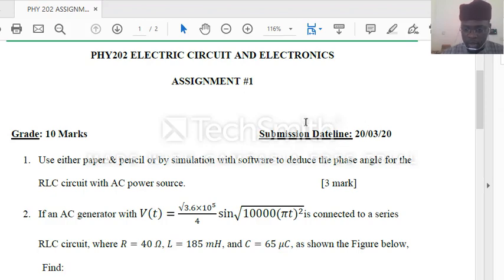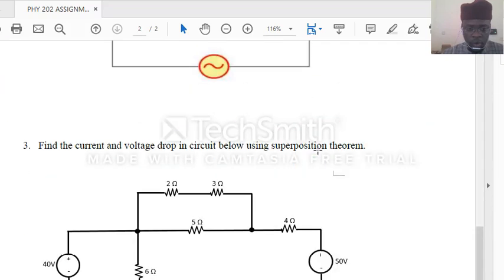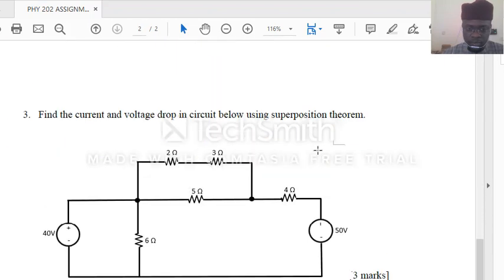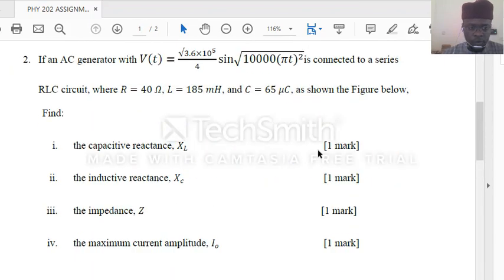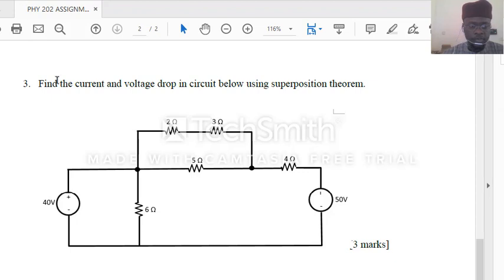We're going to start by solving the recent assignment that I gave you. This is the same as saying we've started our revision. So this is your assignment questions, and according to the scripts I marked, almost 90% have solved question 1 perfectly. So I'll just skip question 2, which says find the current and voltage drop in a circuit below using superposition theorem.